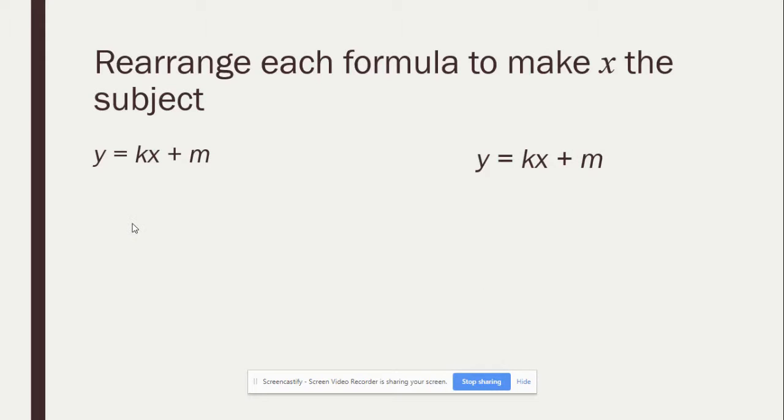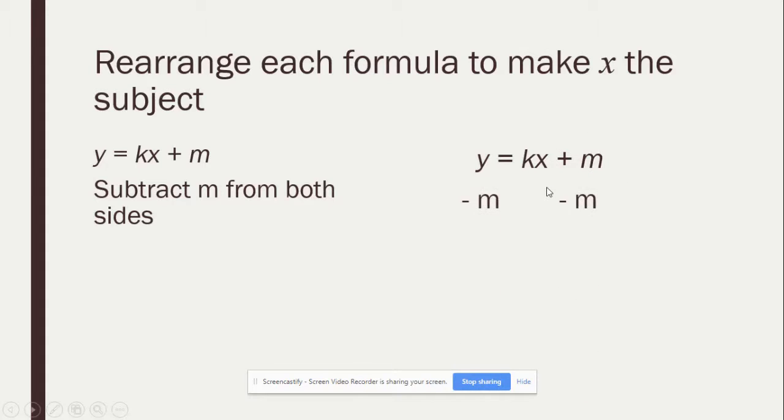First of all, we write our formula down and we subtract. The first thing we can do is deal with our plus first, as we always do. Subtract m from both sides. So let's get rid of that m. We say take m from both sides. That crosses that m out, but it obviously subtracts m from this side. So now we have y take m is equal to kx.